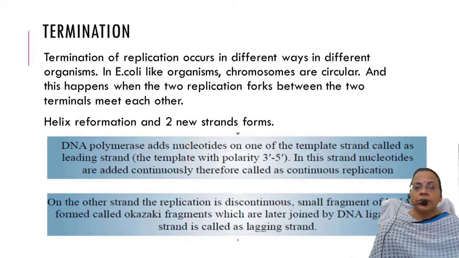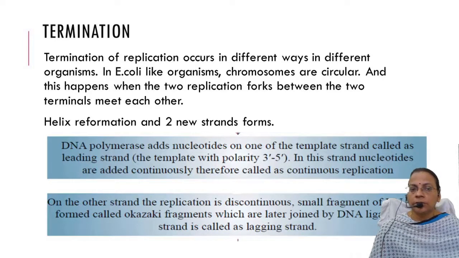Then DNA polymerase adds nucleotides on one of the template strands, which has the template polarity 3' to 5'. In this strand, nucleotides are added continuously, therefore it is called continuous replication, and that strand is called the leading strand. On the other hand, the replication is discontinuous. Small fragments of nucleotides are formed, called Okazaki fragments, which are later joined by DNA ligase. That strand is called the lagging strand, whose template polarity is 5' to 3'.